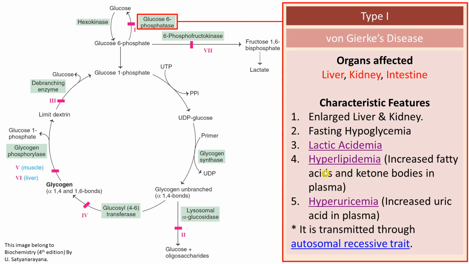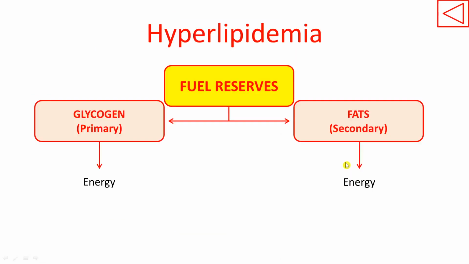The fourth characteristic feature of von Gierke's disease is hyperlipidemia, where there will be increase in the concentration of fatty acids and ketone bodies in plasma. Now, what is this hyperlipidemia? In our glycogenolysis topic, we had seen that glycogen acts as the primary fuel reserve of our body, and fats act as secondary fuel reserve of our body.